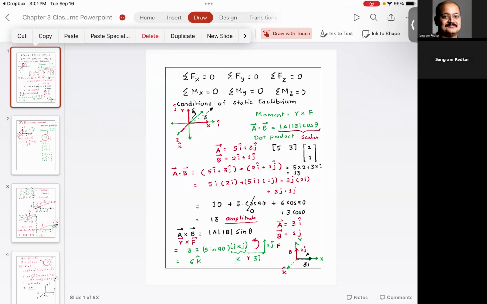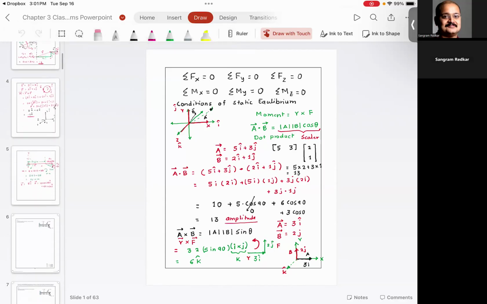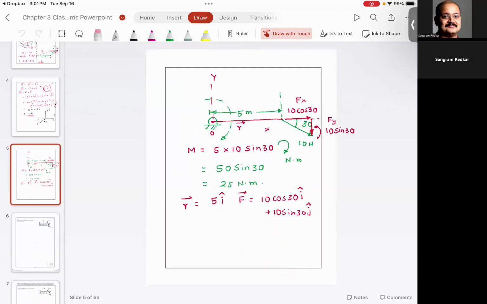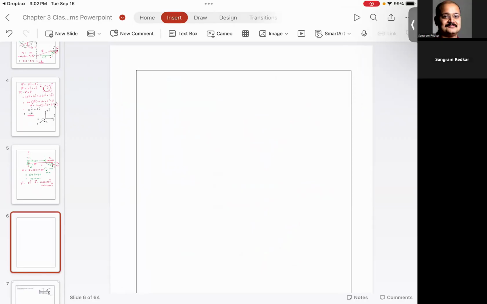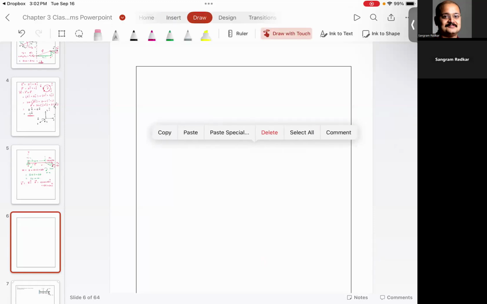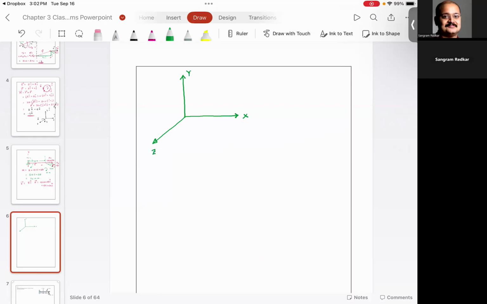In the last class, I talked to you about this very important concept, how to calculate moment. And I'm going to do a quick recap because this is very important. Let's start with a very simple case that you have this coordinate system. We are dealing with a three-dimensional coordinate system, which is X, Y, Z.